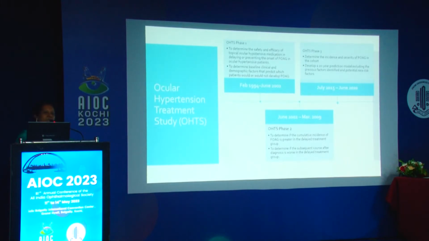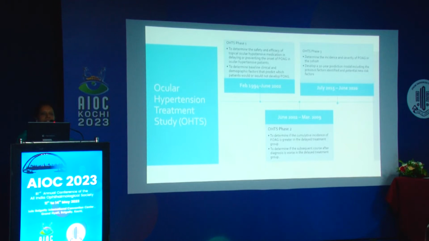The OATS phase one study was a proof of concept, to know whether medication would delay the progression of OHT, the conversion of OHT to POAG. It was also to determine the major clinical and demographic factors that would predict which patients would develop POAG. Then the OATS phase 2 study was an extension of the OATS 1 study. OATS 1 was over 7.5 years, and this was another 5.5 years.